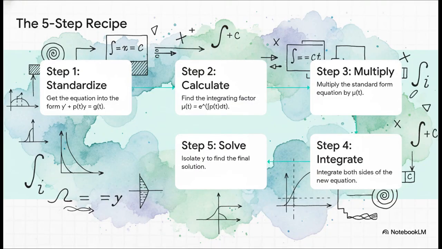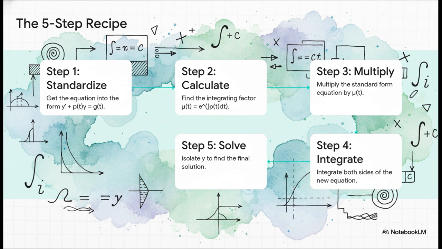And the best part? There's a super reliable 5-step recipe that works every single time. First, you standardize the equation. Second, you calculate the integrating factor using this formula. Third, you multiply the whole equation by that factor. Fourth, integrate both sides. And please don't forget the constant of integration, that plus c. And finally, step 5, solve for y.